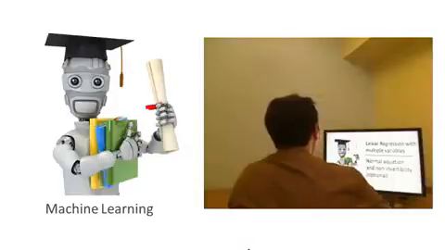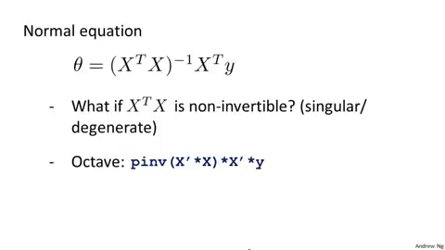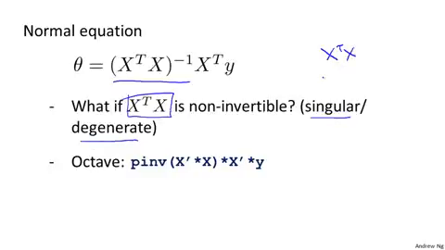Here's the issue. For those of you that are more familiar with linear algebra, some students have asked me: when computing theta equals X transpose X inverse X transpose y, what if the matrix X transpose X is non-invertible? Only some matrices are invertible, and some matrices do not have an inverse. We call those non-invertible matrices singular or degenerate matrices. This problem of X transpose X being non-invertible should happen pretty rarely.